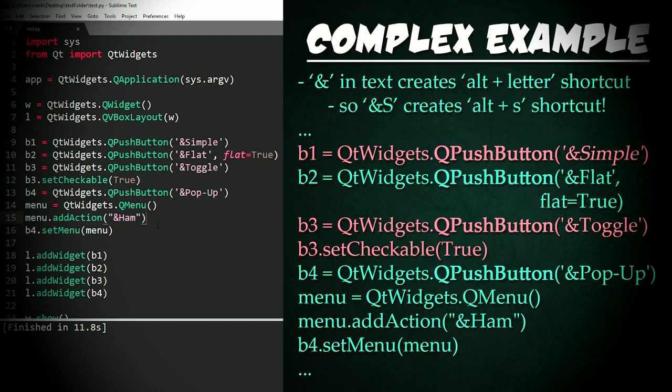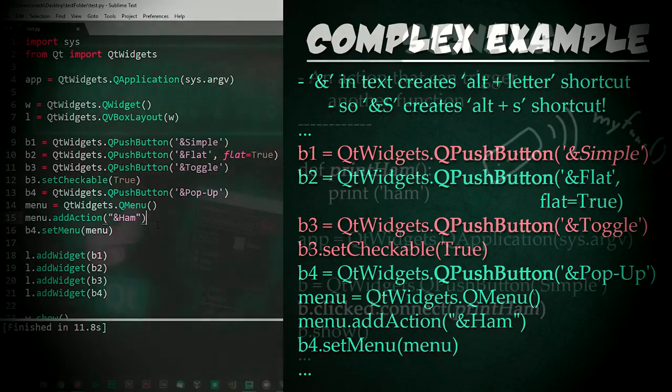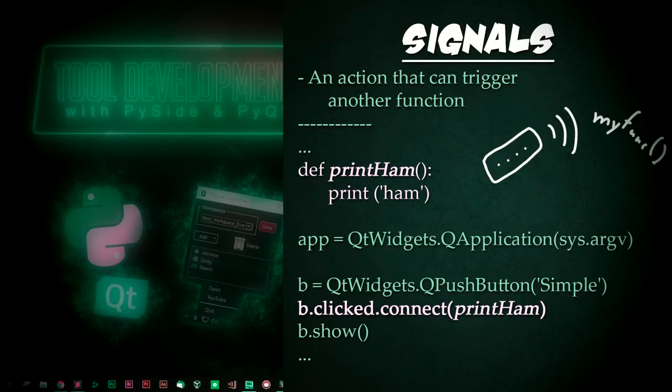Note that when you are pressing Alt S or clicking the button, you are sending a signal. So let's talk about that. A signal is an action that can actually trigger another function. A signal is broadcast whenever an action happens, so this could be the user mousing over the widgets, clicking on or dragging an item, or many other actions.